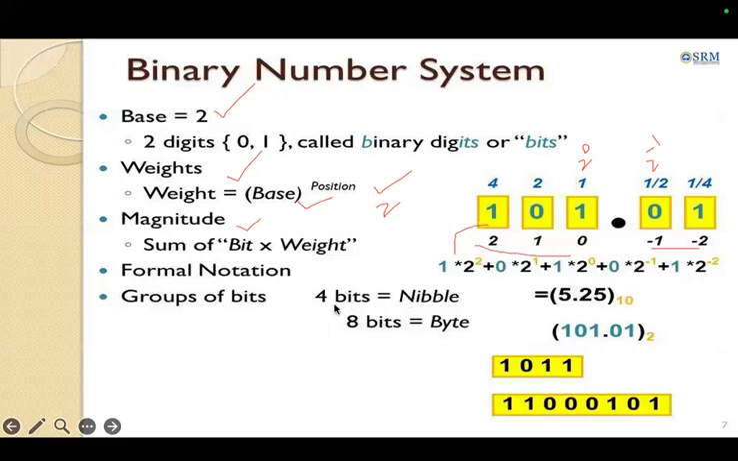Also, in the binary number system, 4 bits can be referred to as a nibble. 4 bits together are called a nibble, and 1 byte is nothing but 8 bits. 8 bits together are called a byte. The group of number of bits can be represented with different names. So 4 bits together is called a nibble and 8 bits together is called a byte.